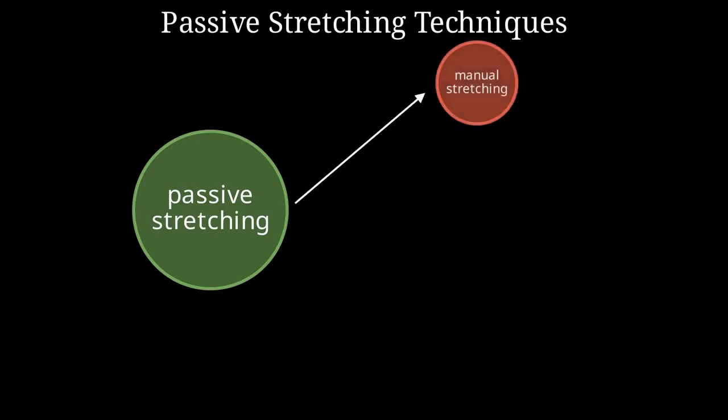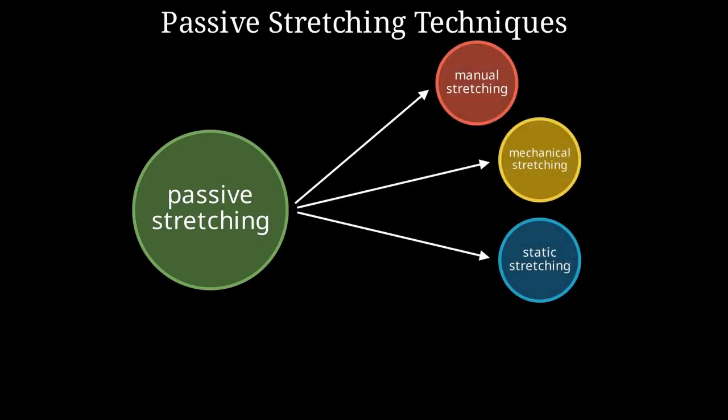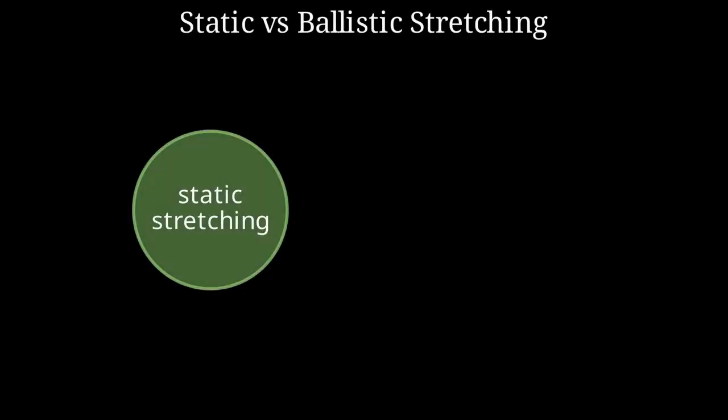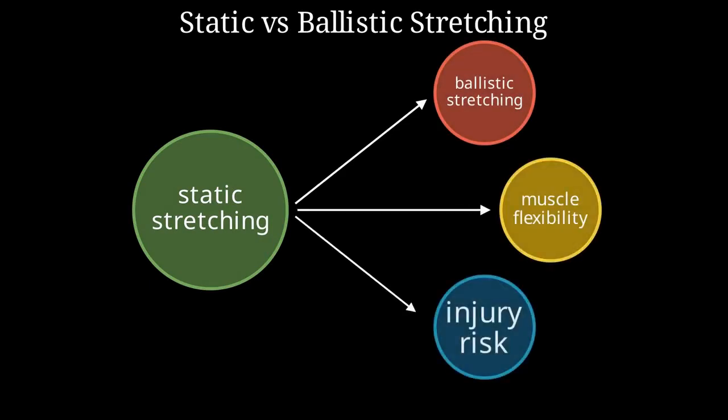Passive stretching can be performed manually or mechanically. Manual stretching is done by a therapist and includes static and ballistic stretching. Mechanical stretching uses devices for prolonged or cyclic stretching. Static stretching involves slow, prolonged stretches to avoid reflex contractions, increasing flexibility safely. Ballistic stretching uses bouncing movements, which can increase flexibility quickly but may risk injury due to poor control.